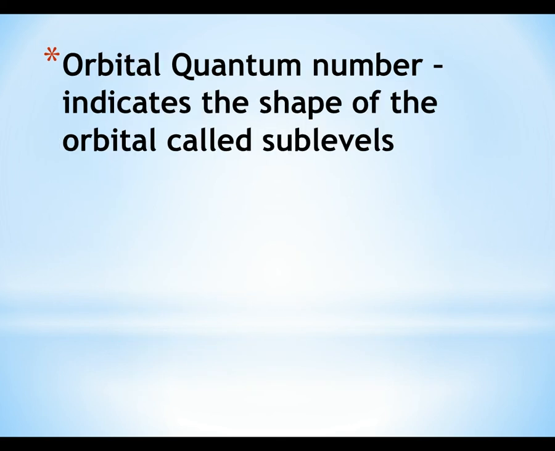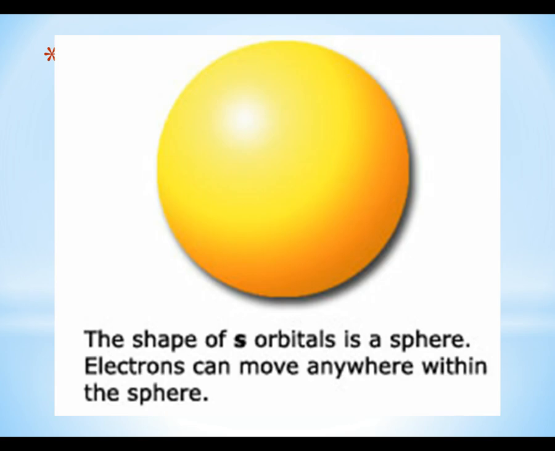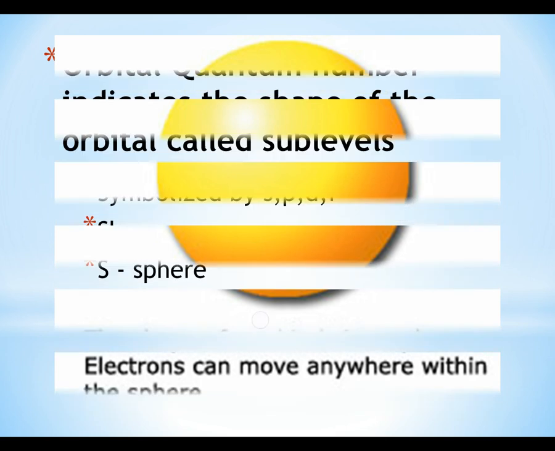An orbital quantum number is going to indicate the shape of the orbital. And they're also called sublevels, if you've heard of that before. So they're going to be symbolized by S, P, D, and F, those letters. And each letter stands for a different shape. So S is a sphere. So this would be an example of what the S orbital would look like. The electron would be found somewhere in that sphere.